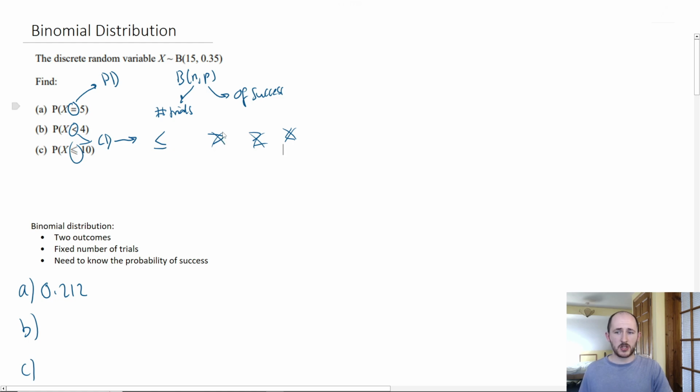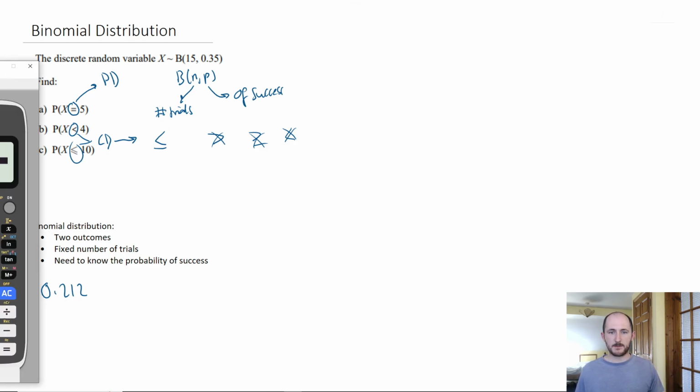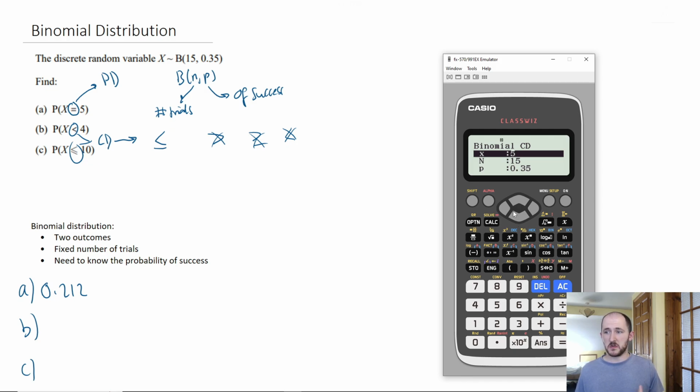So if they ask you for greater than, you have to manipulate it to give you less than or equal to. As in, you need to manipulate your answer. If it's a less than, you need to manipulate it so you get your answer, okay? But for this case, part C, it's less than or equal to, so now I'm just changing this to a 10. Done. 0.997.